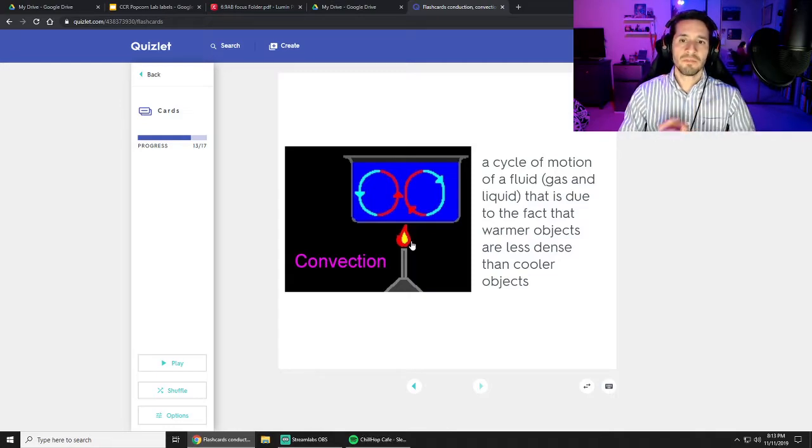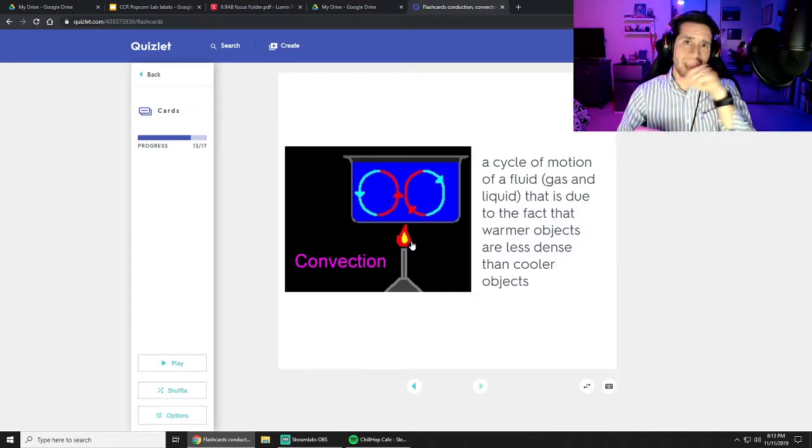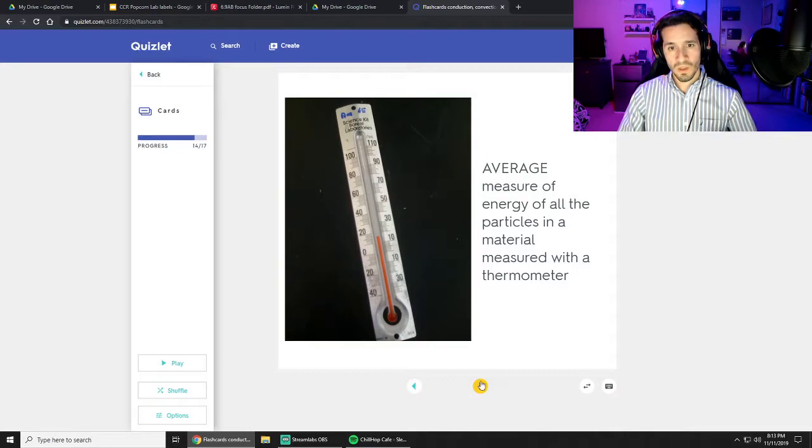A cycle of motion of fluids, gases and liquids, again, gases and liquids only, that is due to the fact that warmer objects are less dense and cooler objects are denser. This is an example of convection. Remember, every single time you see arrows spinning or cycling, with the thermal energy, it's pretty much, let's say, recycling. It's not recycling because there's some lost energy right there. We're in the presence of convection.